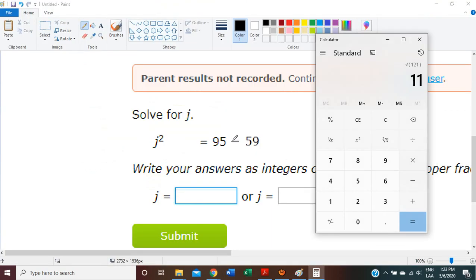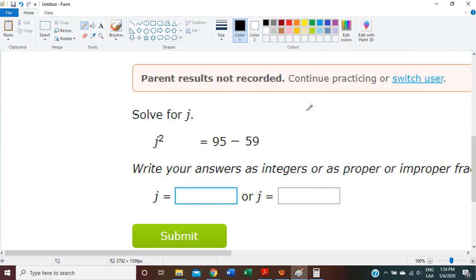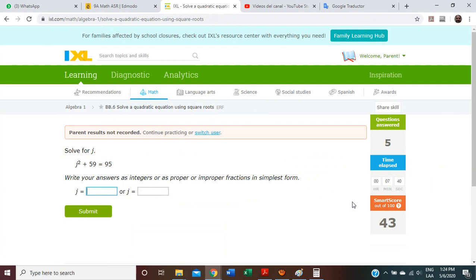equals, remember you can always use a calculator. 95 minus 59 equals 36. So j squared equals 36. So j without the square equals 6 and negative 6. We go back to Excel and we write our answer, 6 and negative 6. If you don't have any question, let me know.